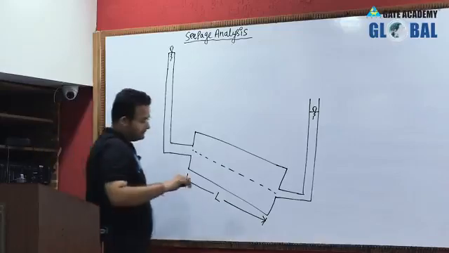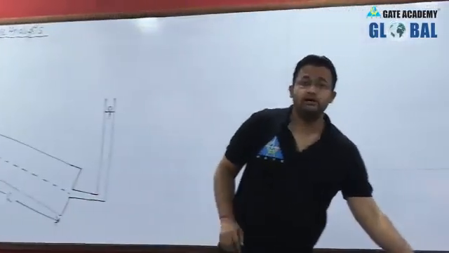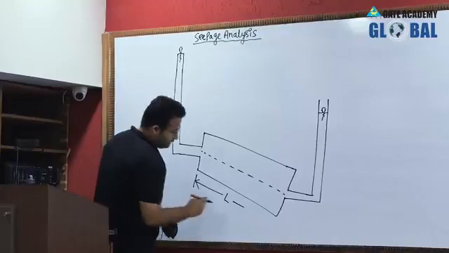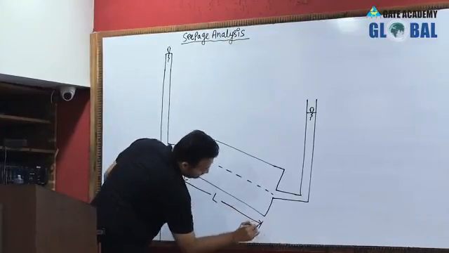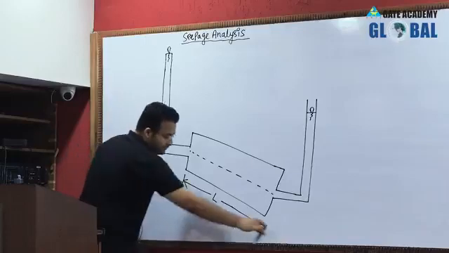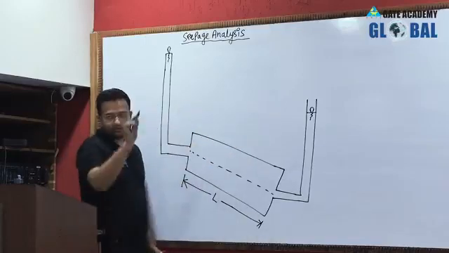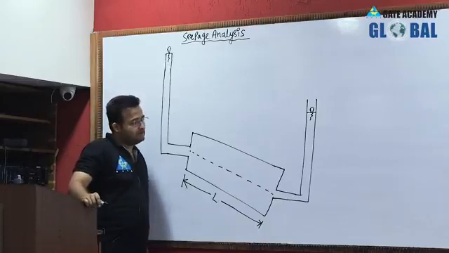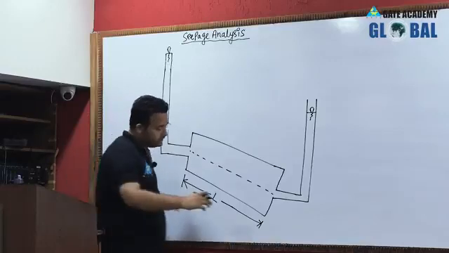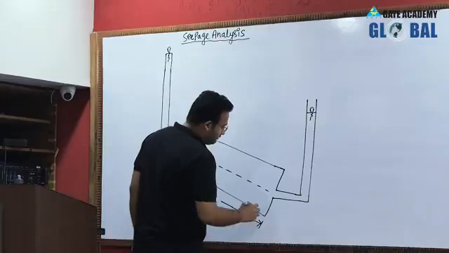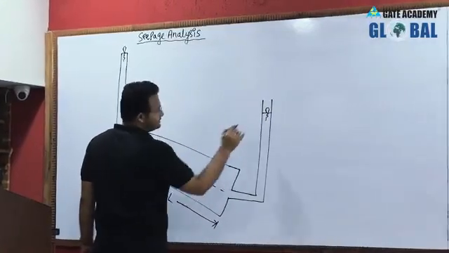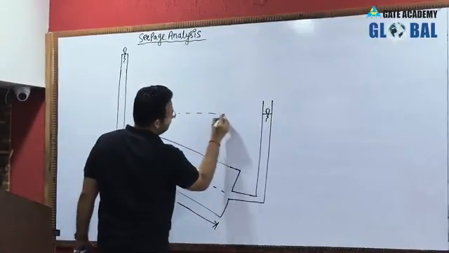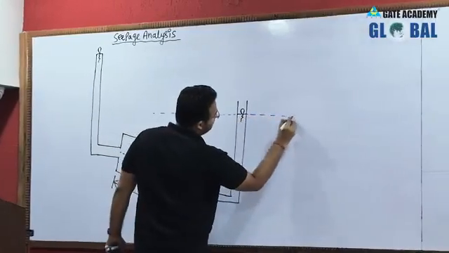What happens with the datum line? If the datum is mentioned in the question, consider the datum there. If the datum is not mentioned, then you should consider the datum at the tailwater. This is called tailwater, so somewhere here we can consider the datum. This is my datum line.